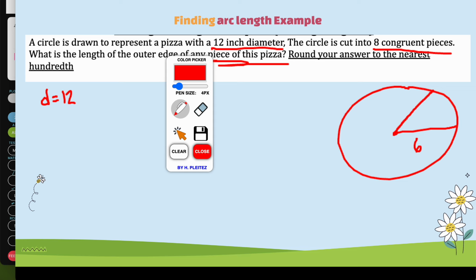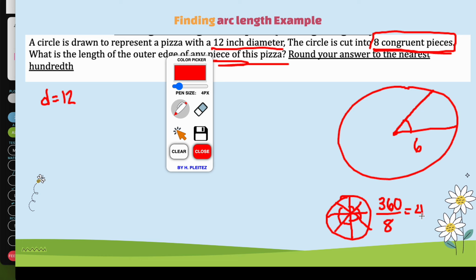I still have to figure out what this angle is, though. We're cutting it into 8 congruent pieces, right? On a smaller scale, 8 congruent pieces would look like this, but I'm not drawing that because that gets crazy messy. I just have to figure out each of these angles. If all the pieces are congruent, all of those angles are going to be the same as well. So 360 over 8 gives us 45. That means the measure of our central angle is 45 degrees. And we want the length of the outer edge of this pizza. So if we put points here, we're basically looking for the distance between points A and B.